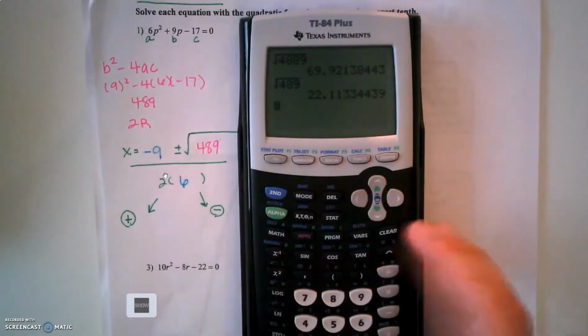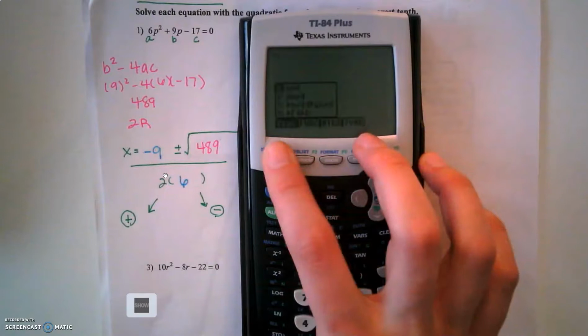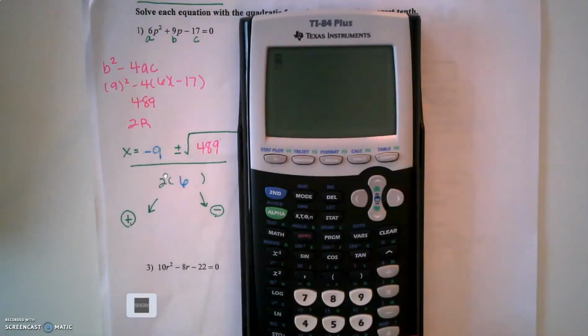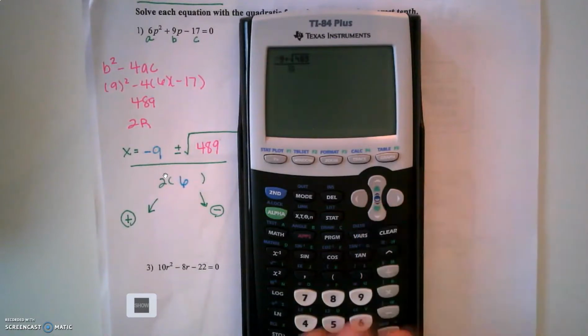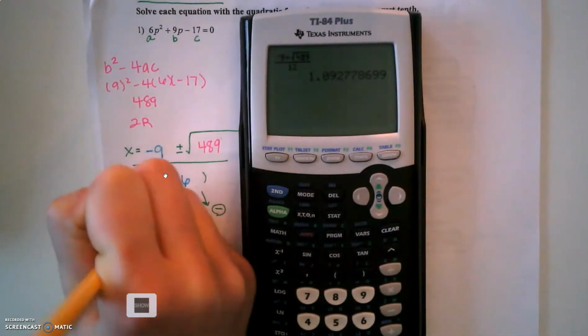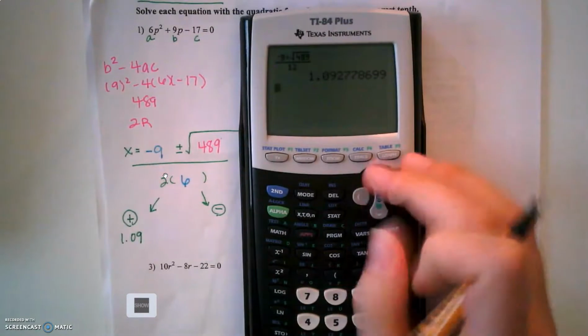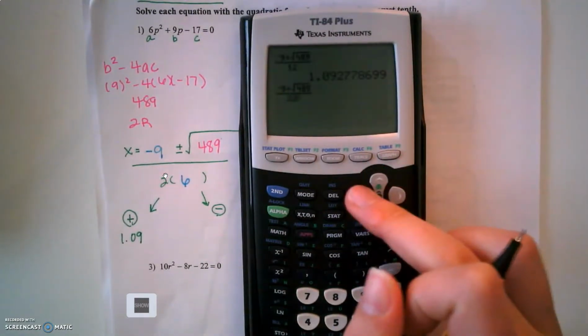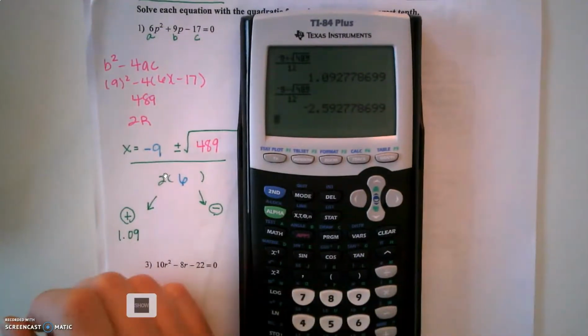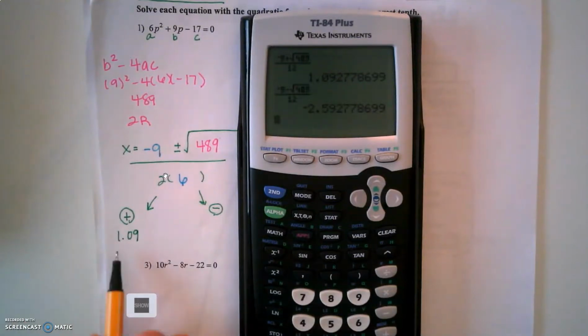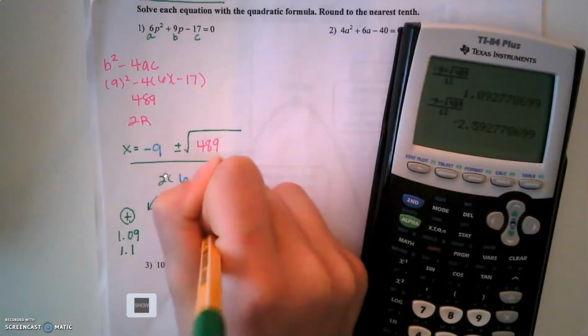So I'm going to go to alpha. Let's clear this out. Alpha y equals, I'm going to use my numerator and denominator, negative 9 plus the square root of 489 all over, I'm going to say 12. I'm just going to multiply that out. So I'm going to have 1.09 as an option. I'm going to scroll back up. And I'm going to subtract, and it says nearest tenth, so this should really be 1.1. And nearest tenth, this should be a negative 2.6.